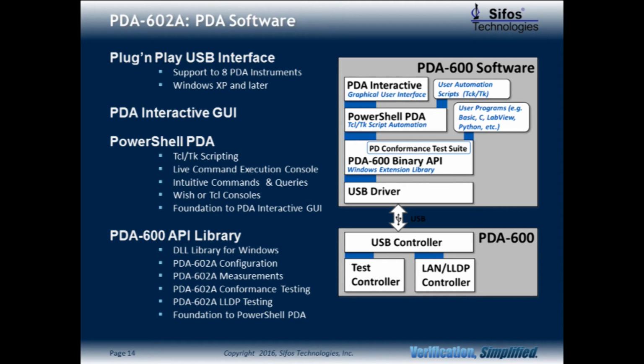PowerShell PDA is a Tcl/Tk scripting shell for the PDA600. It provides high-level commands, interactive control, and easy debugging of automation programs involving the PDA. PDA Interactive is built on top of PowerShell PDA. The PDA600 also includes a binary library or DLL that can be integrated with many Windows-based programming environments to provide control of PDA600 functions. This library forms much of the foundation to the PowerShell PDA programming shell.